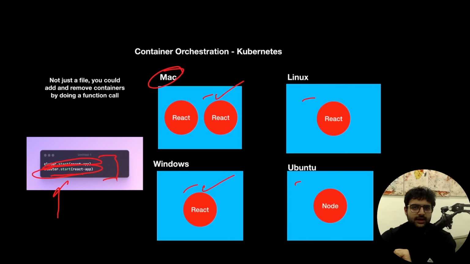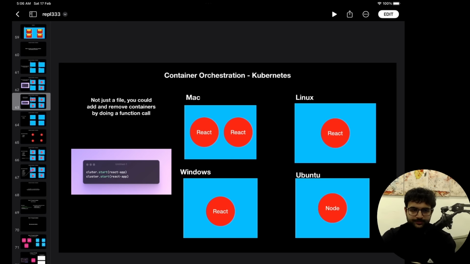So wouldn't that be nice? You just run a single line of code and then Kubernetes figures out how to start a container, how to stop a container. It figures out if this goes down, it needs to bring it back up, so on and so forth. That is what container orchestration lets you do.